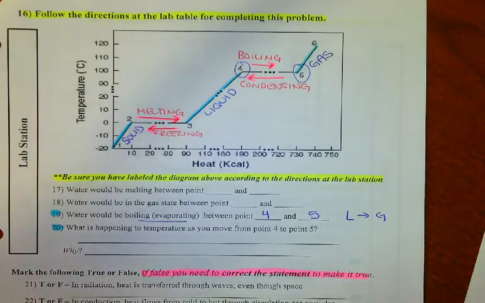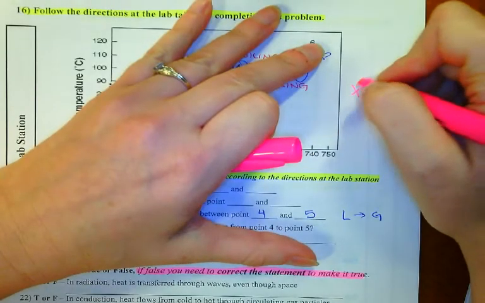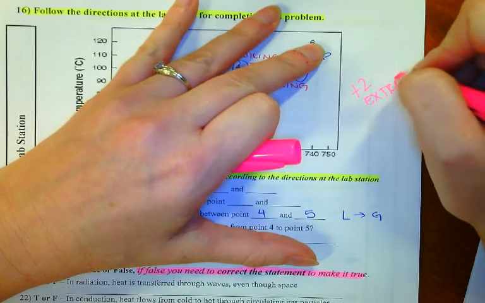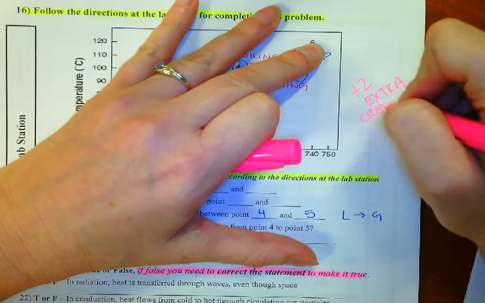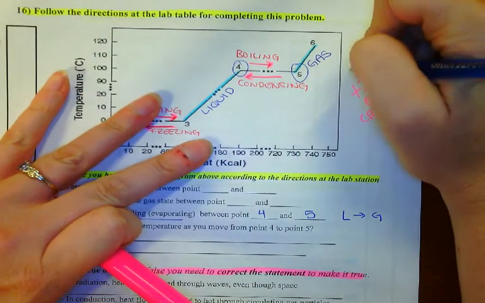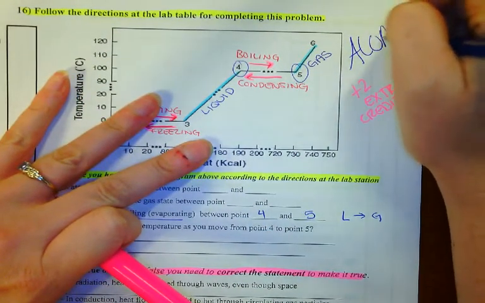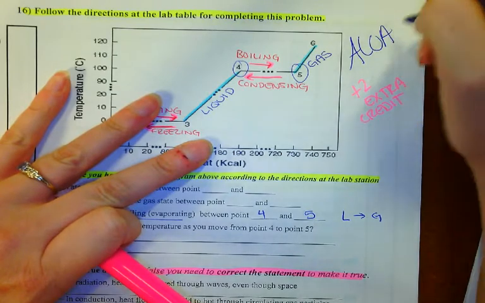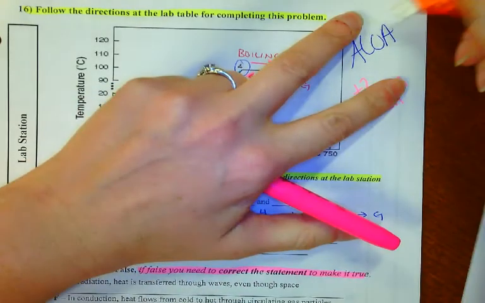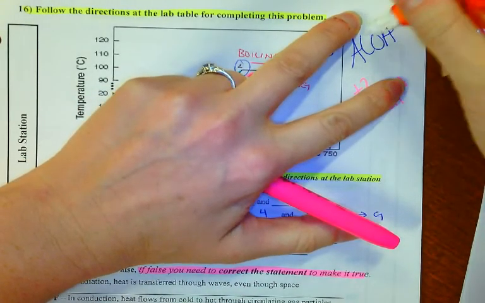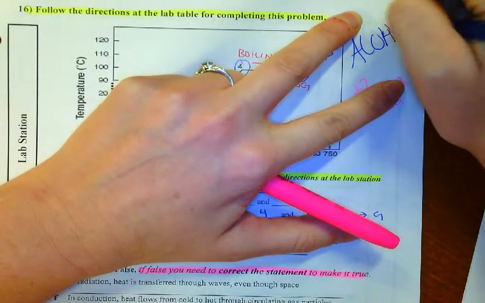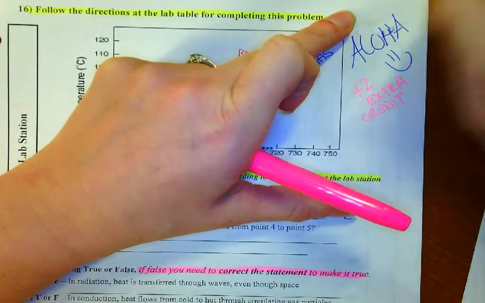So that is going to be fantastic new extra credit. If you get it, good, but put +2 extra credit if you write the word aloha right there. A-L-O-H-A, I think I spelled that wrong. Now I need to fix my least favorite word of all. Oh, come on. Aloha. There, now it's an H. And give me a big old smiley face, too.